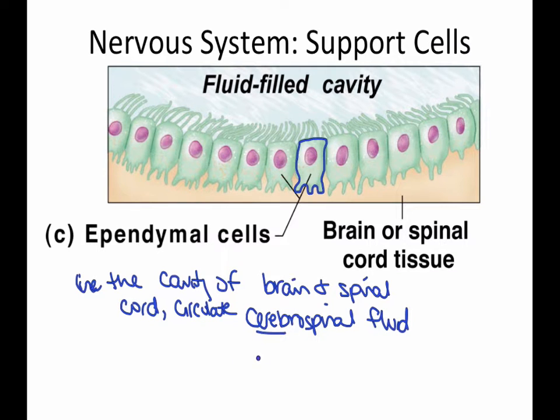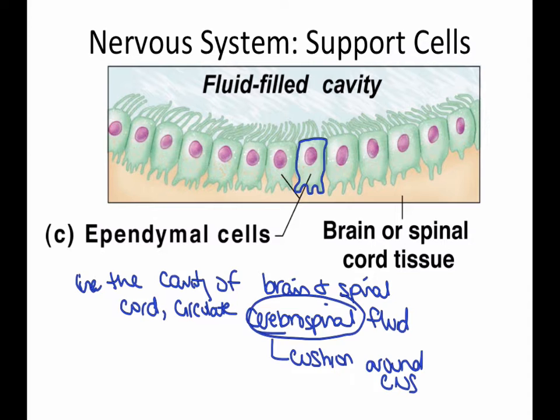And cerebrospinal fluid forms the cushion. It's going to be the cushion that's found around the central nervous system. So make sure you actually go and color one of those cells as well.